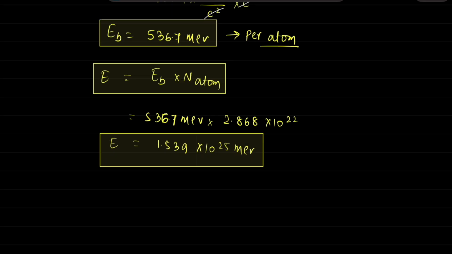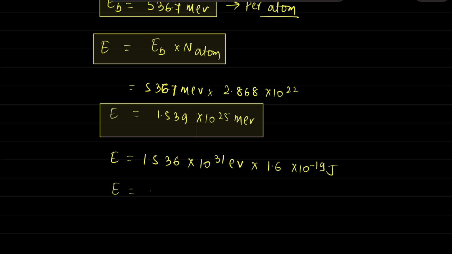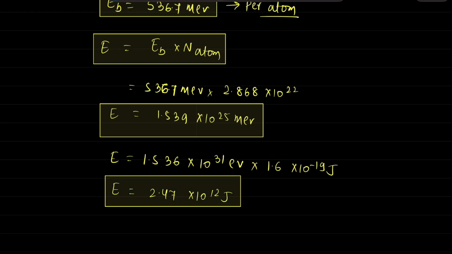If we have to convert this energy into joules, we have to multiply with 1.6 into 10 to the power minus 19 joule per eV. So E is equal to 2.47 into 10 to the power 12 joule. So this is the answer. Both answers are correct. Only the conversions are different.